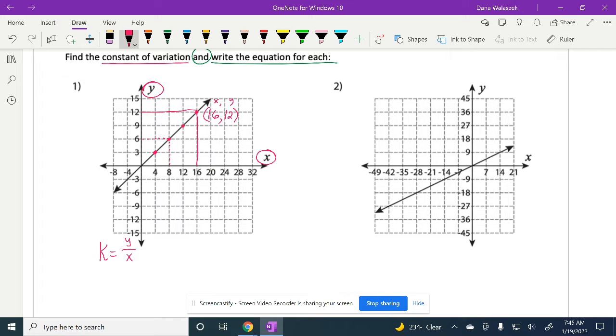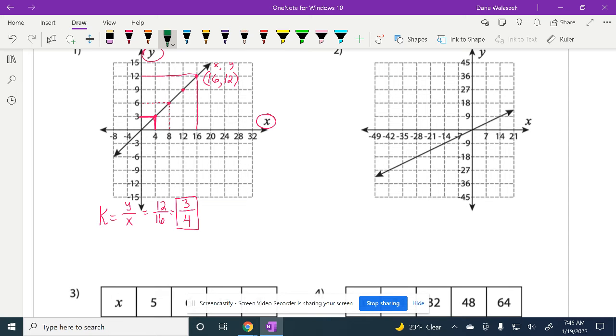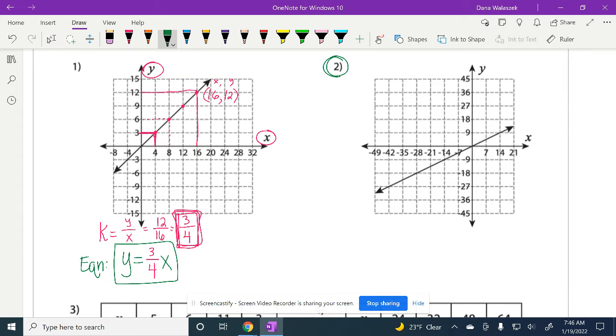I can use this point, and I can do 12 over 16, but I need to reduce it. So another point I could use if I wanted to is 3 over 4, and that is what 12 over 16 reduces to. So that's my K. And then my equation, I use that K, I use my 3/4 times whatever my x is. So that is my equation. Okay, pause the video and try number 2 on your own.